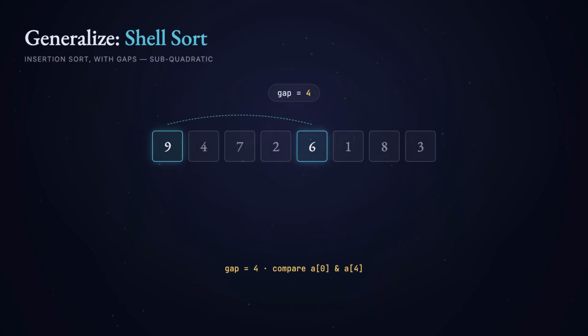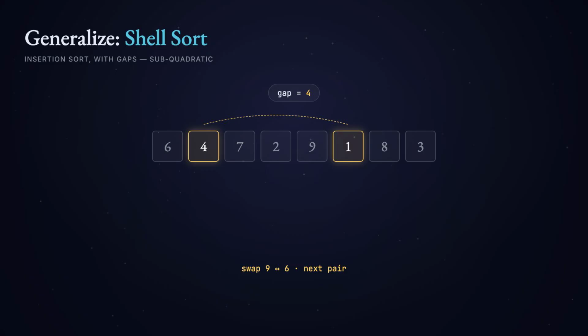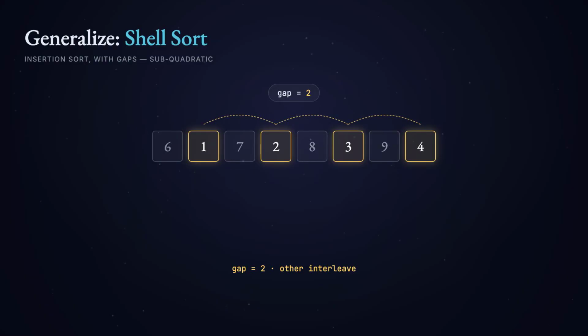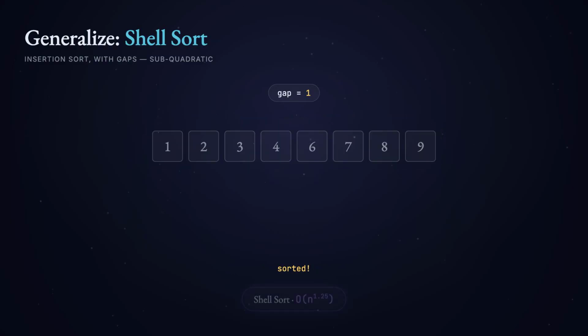And if you go further, what if we don't compare only neighbors but elements far apart and shrink that gap over time? That's shell sort. By pre-sorting wide gaps, we cut down the total shifting work dramatically. With the right gap sequence, shell sort runs in roughly O of n to the 1.25, insertion sort, generalized and supercharged.